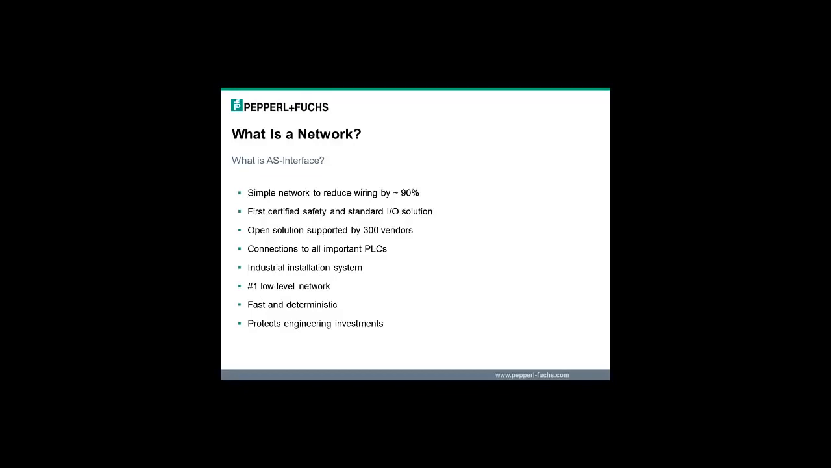AS Interface is a truly open network supported by 300-plus vendors offering thousands of products. And with strict compatibility testing, using products from several vendors is never a problem. AS Interface was not developed by a PLC manufacturer, but instead by a number of sensor manufacturers. As such, it is PLC neutral and offers connections to many PLCs and all commonly used upper-level industrial networks.